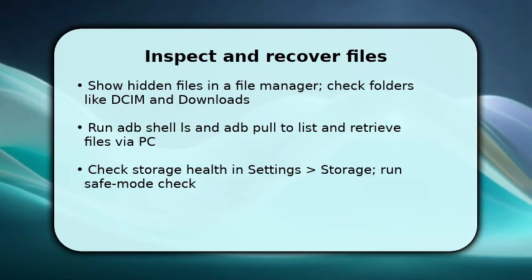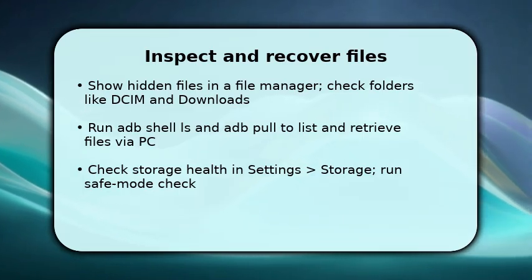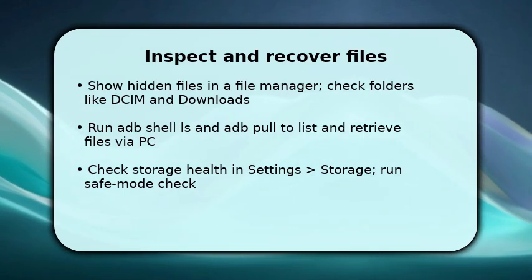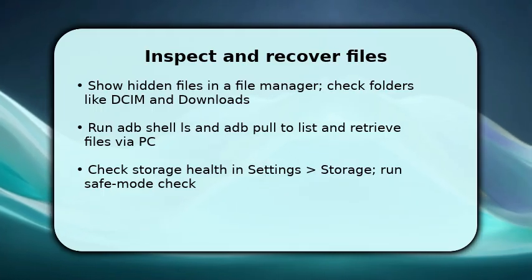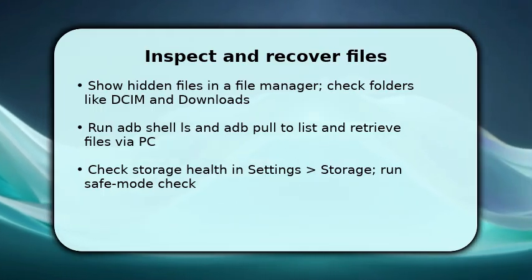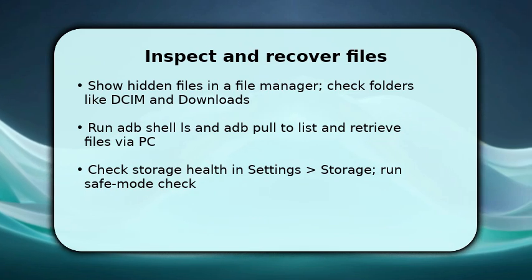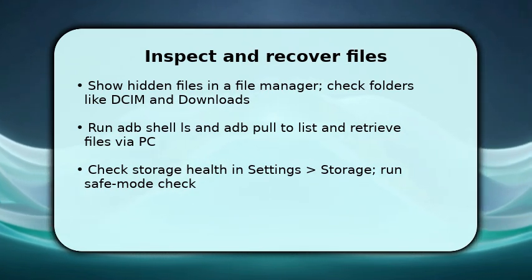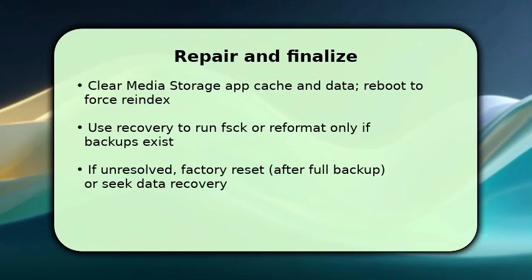Then check settings storage for corrupted data indicators and reboot into safe mode to rule out rogue apps. Throughout, copy everything you can to a computer or cloud for safety before altering partitions or settings. Finish by repairing the file index.